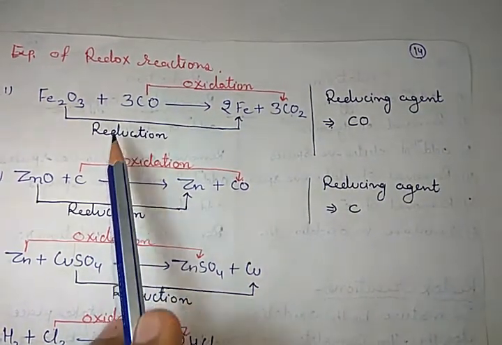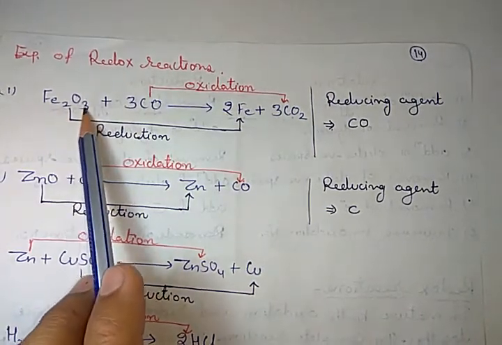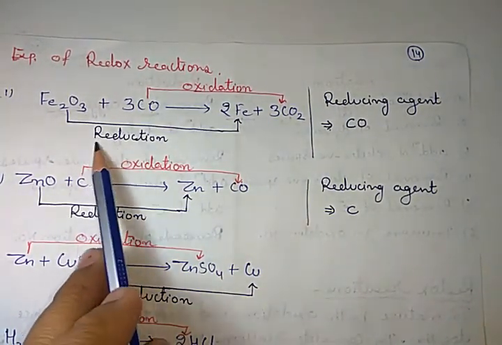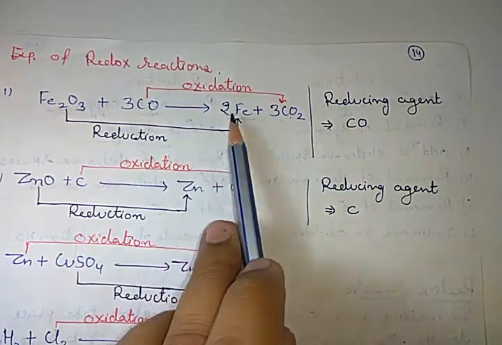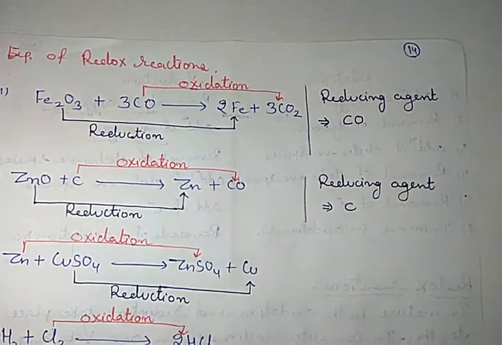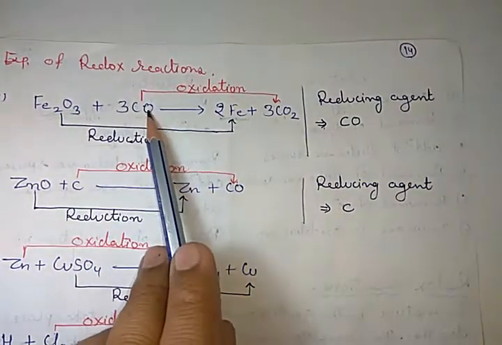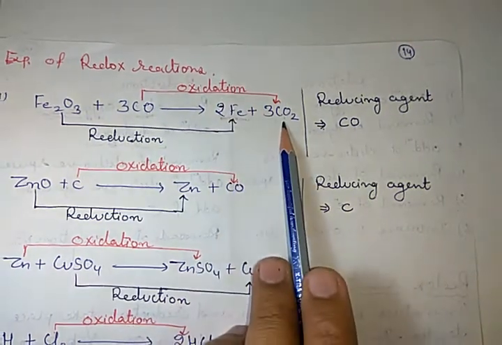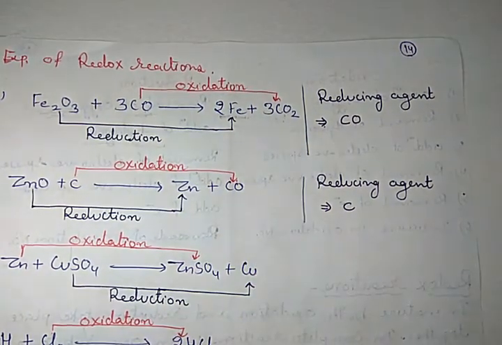So we can say that Fe2O3, ferric oxide, goes in reduction and converts into Fe, iron, while carbon monoxide goes in oxidation and converts into carbon dioxide.